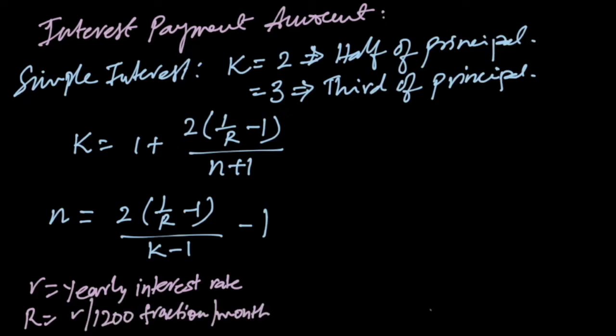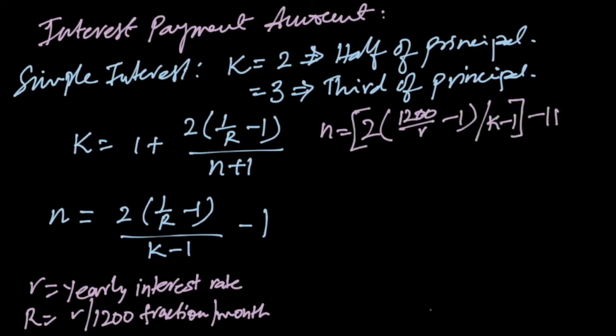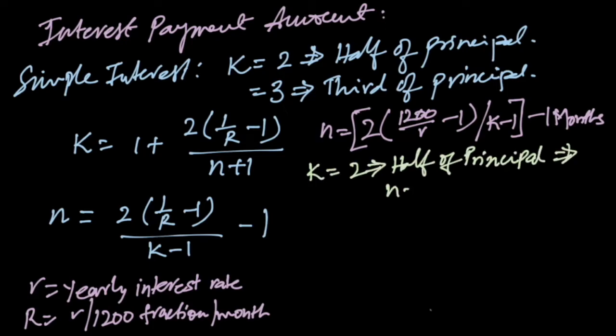So here small r is the interest rate in percent and capital R is r by 1200, which is the fractional part per month. We have to make payment in n number of months. So with this substitution, if we work out the formula for n, we find that for K equal to 2, which means half of the principal will be paid in 2400 by R minus 3 months. So if r is 12%, then it will be 197 months.